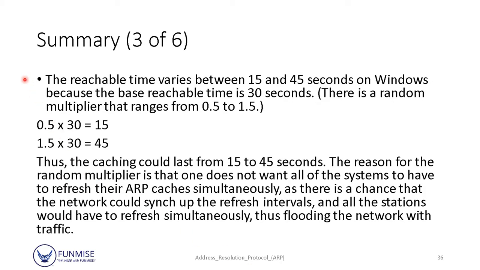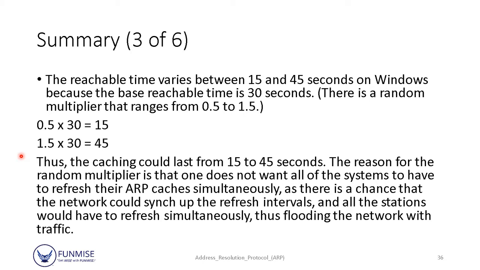The reachable time varies between 15 and 45 seconds on Windows because the base reachable time is 30 seconds and there's a random multiplier from 0.5 to 1.5. I gave a slight example here: 0.5 times 30 is 15 and 1.5 times 30 is 45. And that's where that range is. So the caching could last from 15 to 45 seconds.